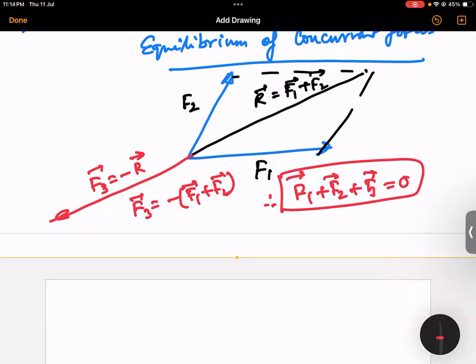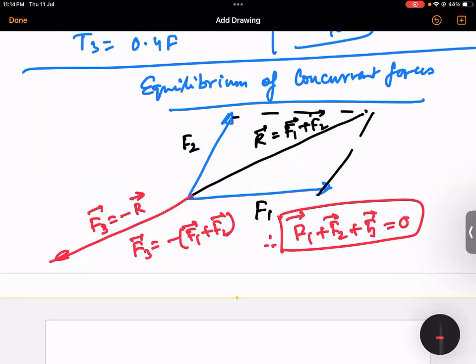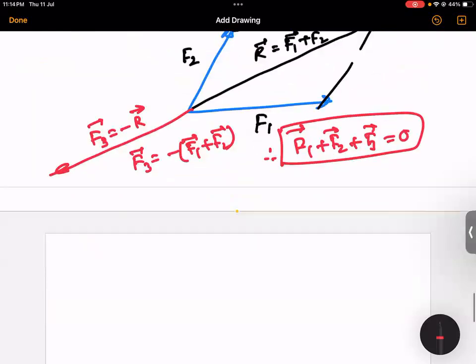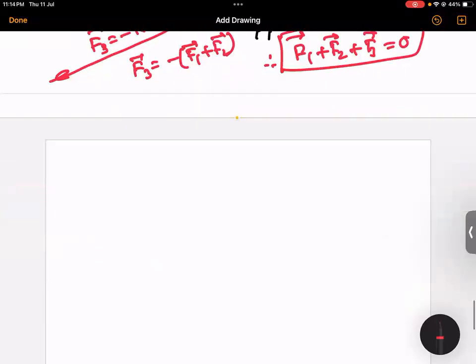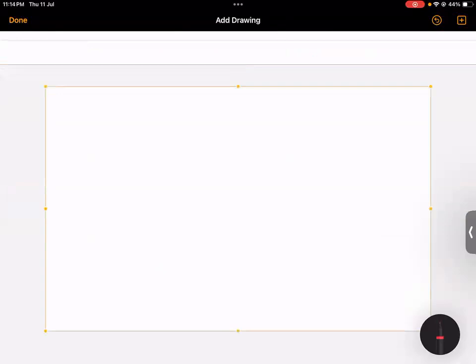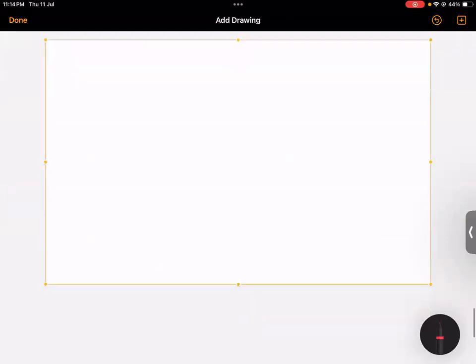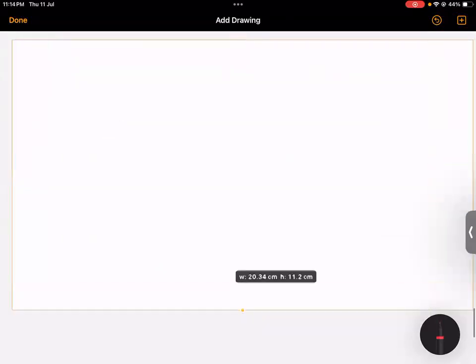This is a very, very important concept. When the sum of all the forces equals 0, the system is in equilibrium. So try to understand this. This is a very interesting concept. There is a theorem called Lami's theorem. I will come to that later. But I will do this problem by the normal concept of equilibrium, and then I will tell you what Lami's theorem is later.